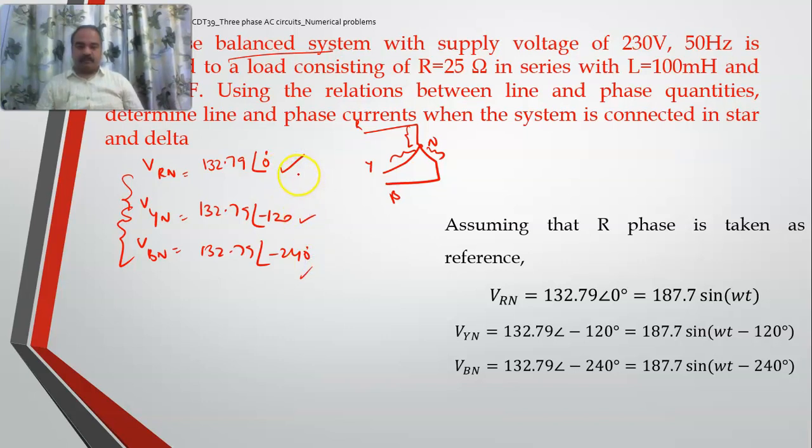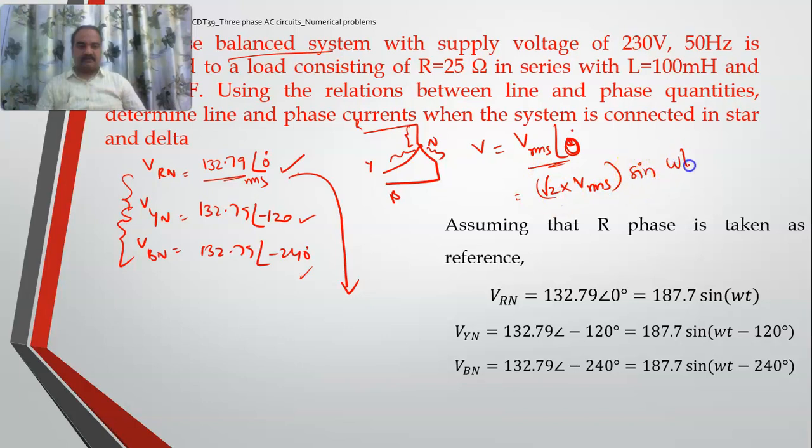Now, if you want to write the instantaneous values, how do you write an instantaneous value? So this is RMS. Let us suppose this is theta. Okay, this is your equation. Now, how to write this instantaneous equation? So if I try to write this instantaneous equation, what I'll be getting is 132.79 into root 2. This is your maximum value.